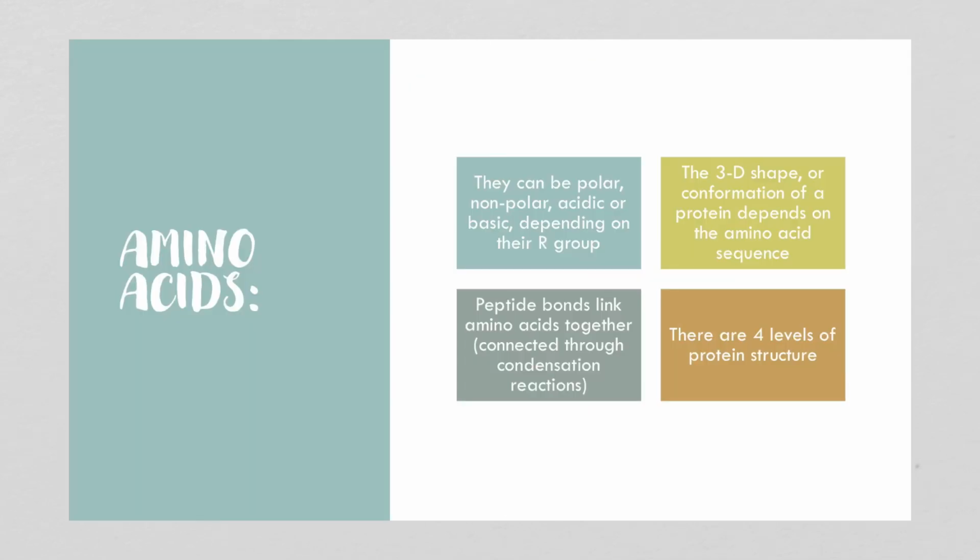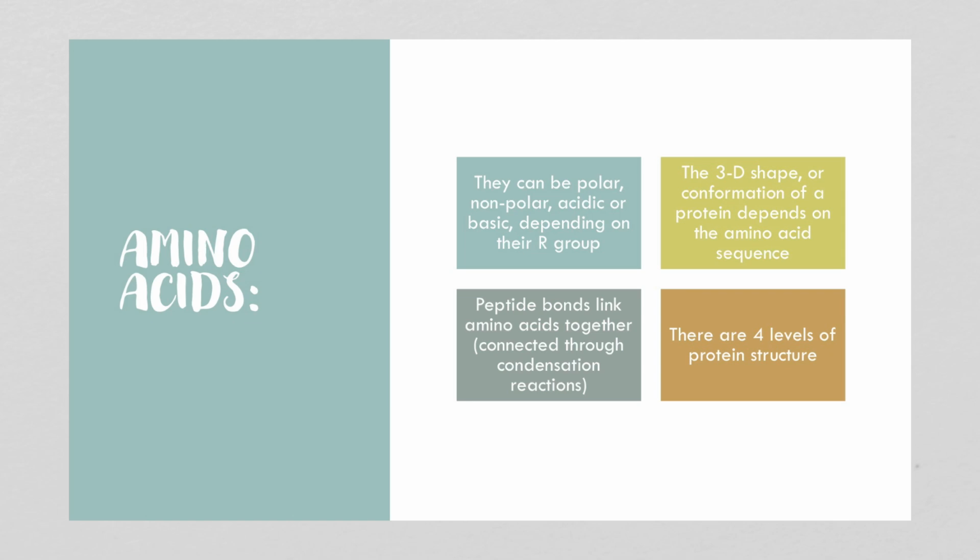So let's talk about the properties of amino acids. As I mentioned before, there's 20 amino acids, and they can have different properties. They can be polar, they can be nonpolar, they can be acidic, they can be basic, and it all depends on their R group. And then the peptide bonds link amino acids together. And remember, they're connected through condensation reactions. And then the 3D shape or the conformation of a protein depends on the amino acid sequence. So the polar regions will all clump together, and the nonpolar will clump together. The acidic regions may all interact with acids and so on.